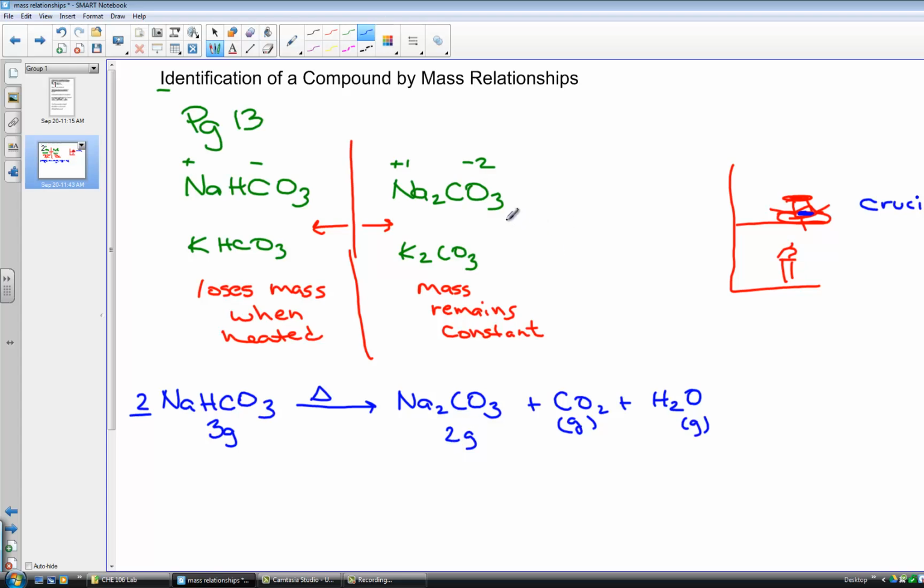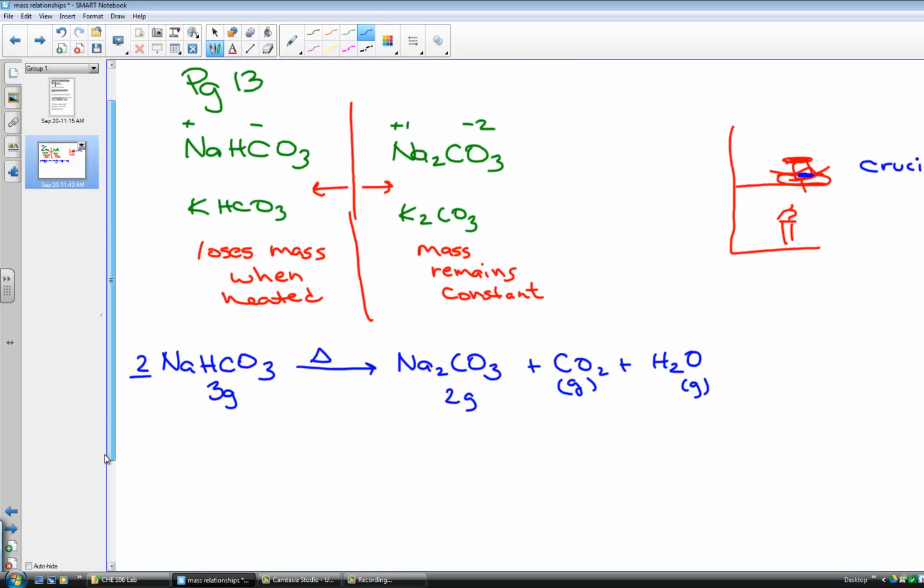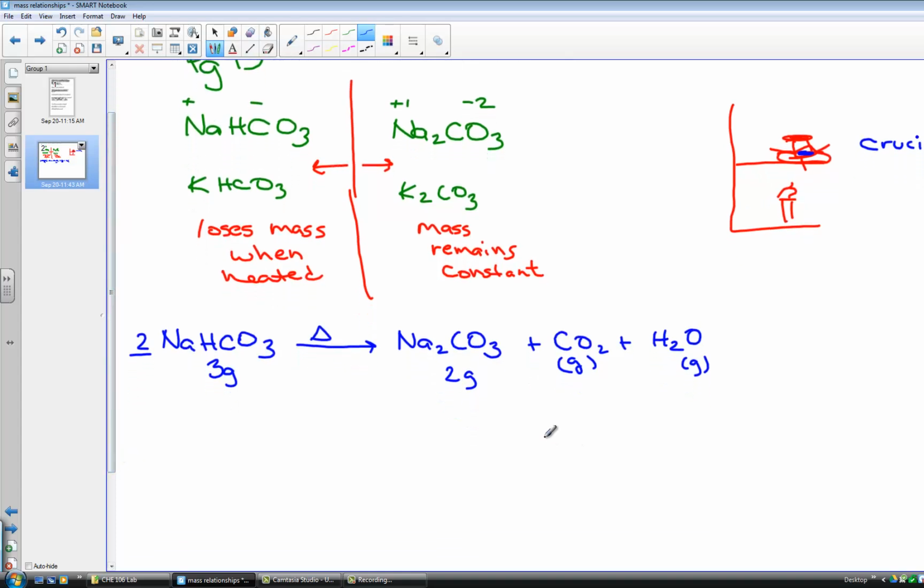However, if I started with a carbonate, and you could see carbonate upon heating would still form carbonate, and the mass would remain constant. So step 1 of your procedure, we're going to determine, do I have a bicarb or carbonate?